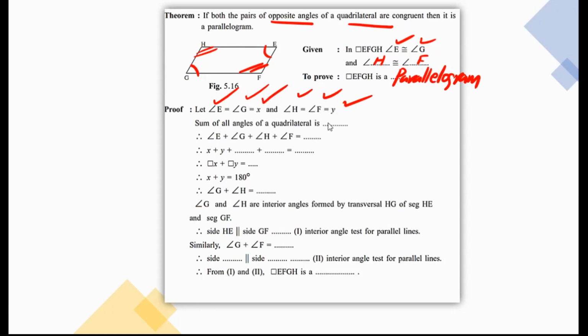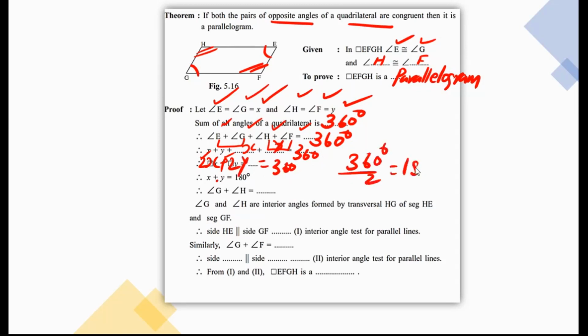Sum of all angles of a quadrilateral is 360 degrees. That means angle E, angle G, angle H, angle F total करिएगा तो 360 degrees होगा. लेकिन हमने already बोल दिया है E is equal to G and H is equal to F, and we have also said that E and G is equal to X and H and F is equal to Y. That means we are adding 2X and 2Y, correct, which is equal to 360 degrees. So 2X plus 2Y is equal to 360 degrees. That means X plus Y is equal to 360 degrees divided by 2, 180 degrees.